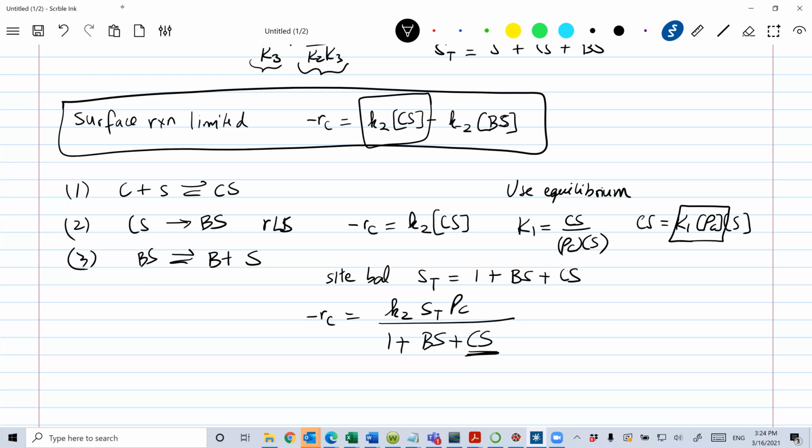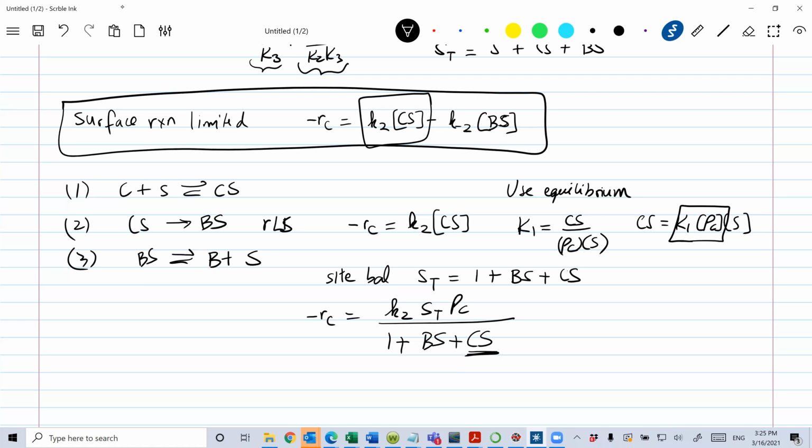But one thing to keep in mind, guys, the way you go about solving rate limiting step systems is exactly the way we did for enzyme reactions. It's just the way we speak about it that is different. Now we say adsorption limitation, surface reaction limitation, or desorption limitation, but the way you go about solving it is the same. You still write out that rate limiting step, you solve for the other steps using equilibrium relationships, and you plug everything into the site balance. It's the same thing every time.